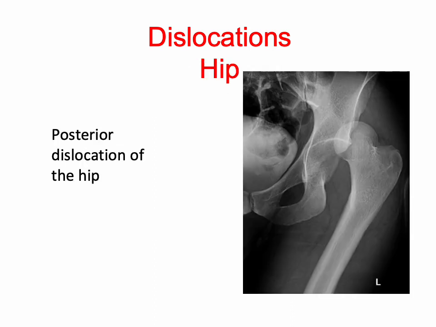Hip dislocation requires pretty high force or high impact trauma for this to happen in a normal hip joint. This is a posterior dislocation of the femur. Again, you'd be getting lateral views to assess this as well.